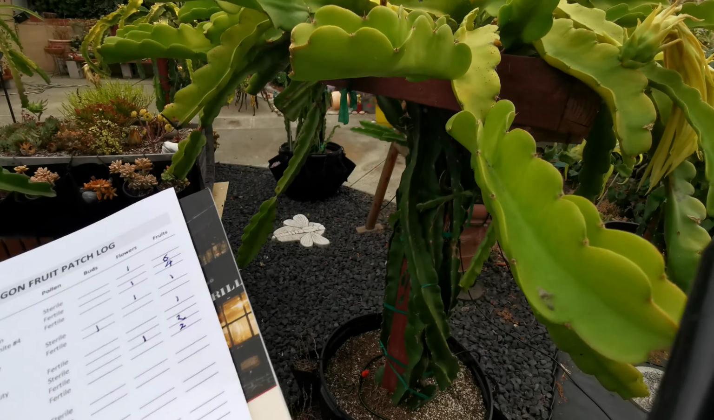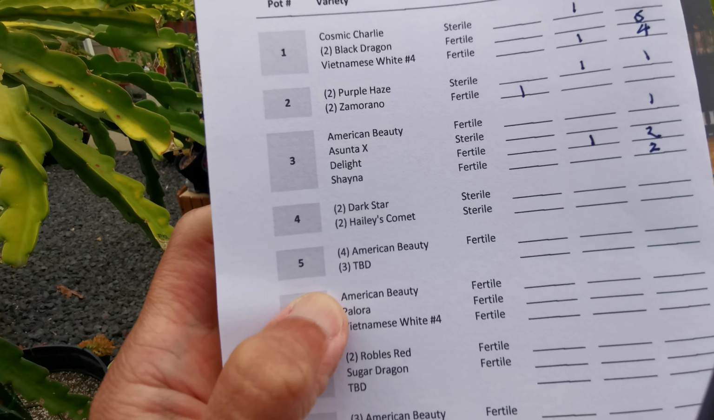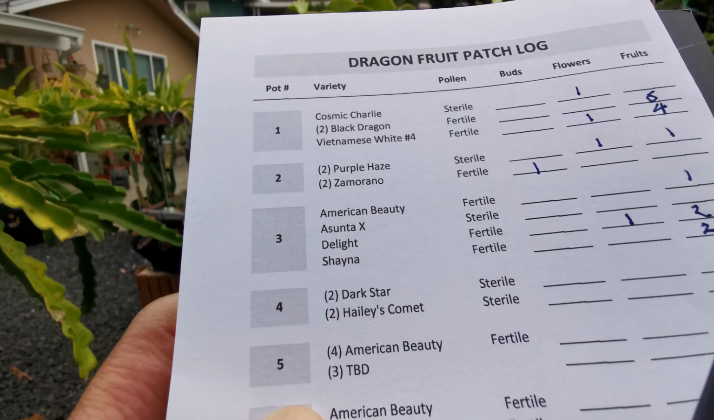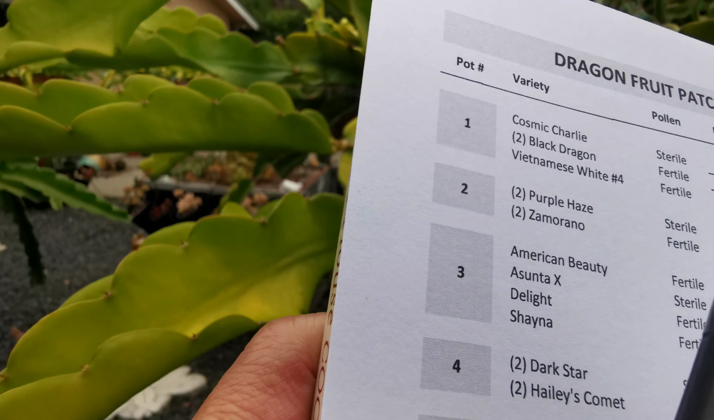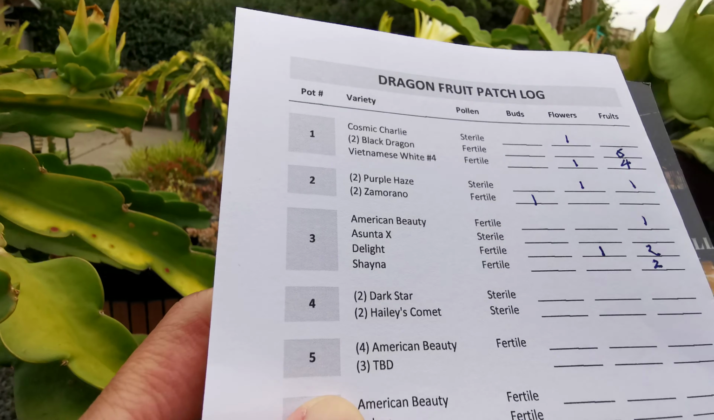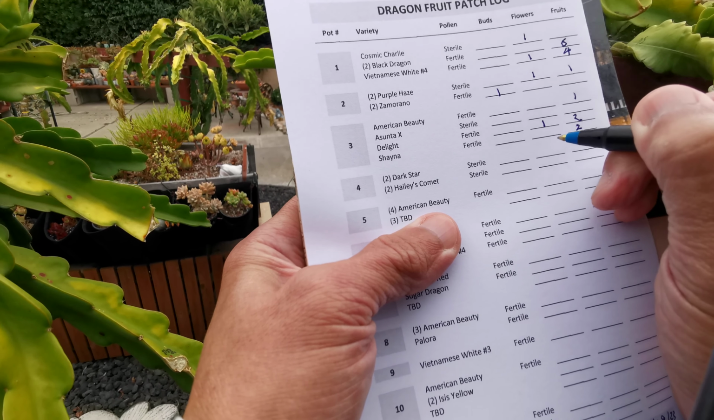My next pot, number 4, I have 2 varieties here. I have Halley's Comet and I have Dark Star. So I know this is a Dark Star. So Dark Star, and then this is a Dark Star. So 1, 2, and then 3 over there. So there's 3 flowers. Okay, Dark Star, flowers.